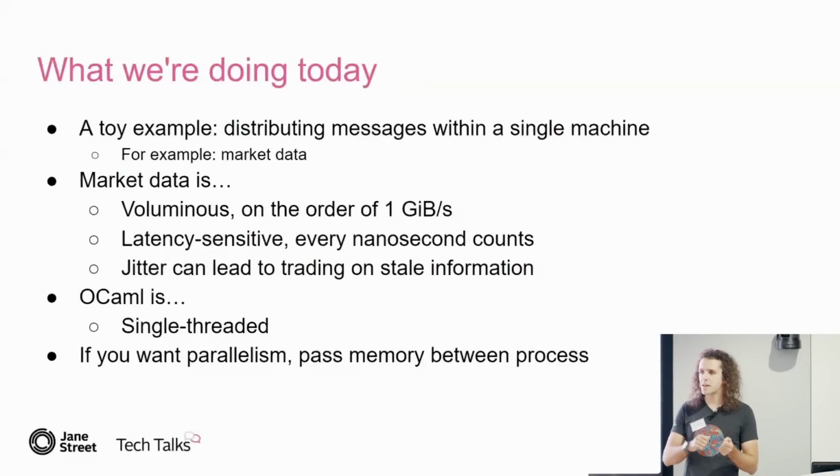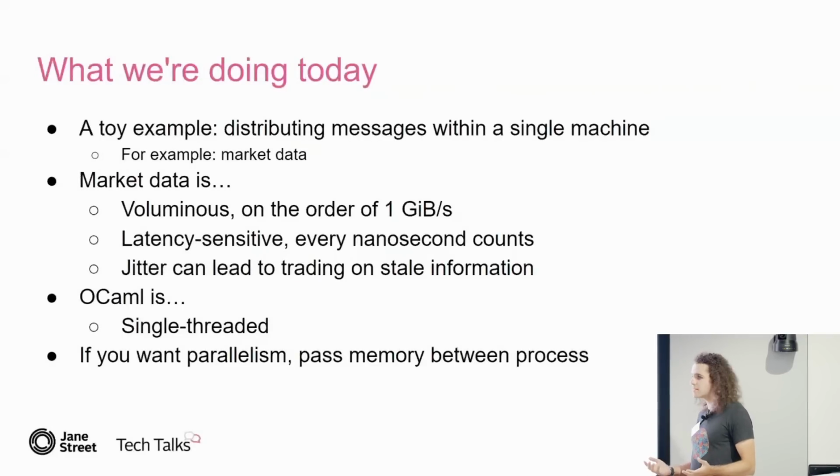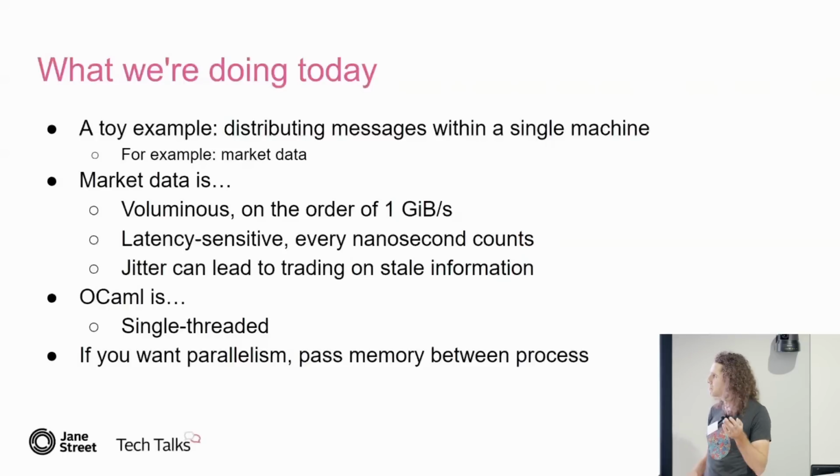So in today's presentation, we are going to be looking at a toy example, that of distributing messages in a machine between multiple cores. While this is a toy example, in real life, this might be something like market data, ticks from an exchange. And market data tends to be pretty voluminous, on the order of about a gigabyte per second, depending on exchange. And it is latency sensitive that you process this. If you are slow, if jitter causes you to trade on data that is a millisecond stale, even 10 microseconds stale, you may make bad trades, and that is, I don't know, pretty sad when you're a trading firm.